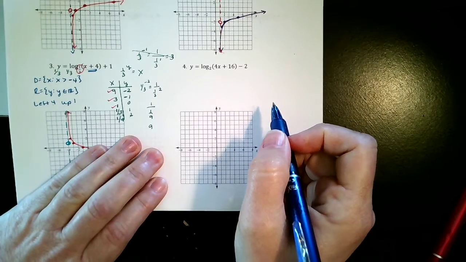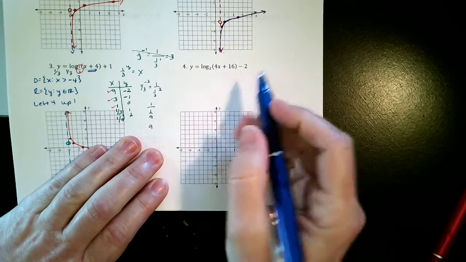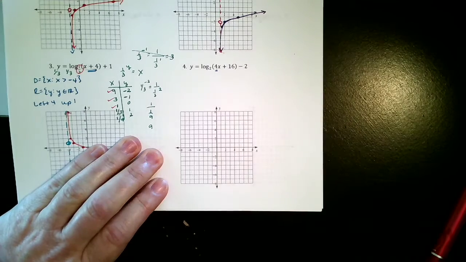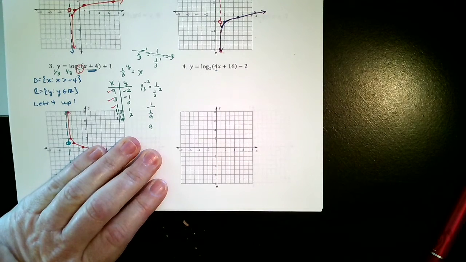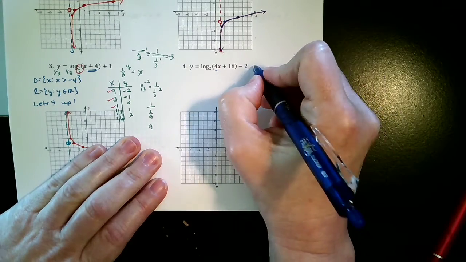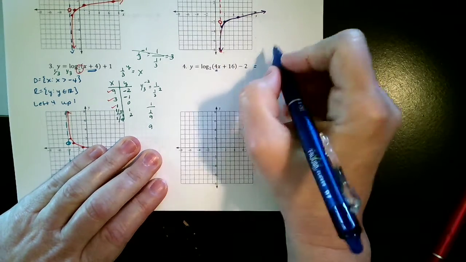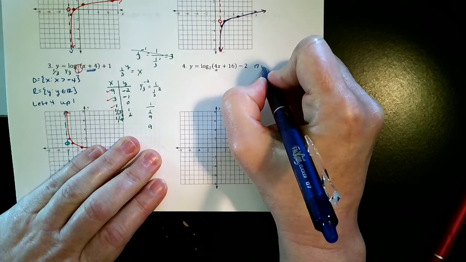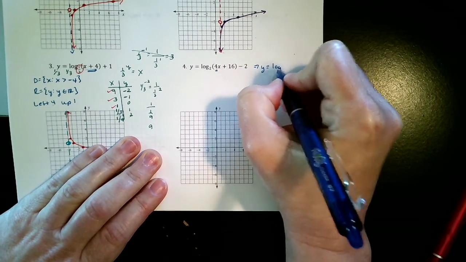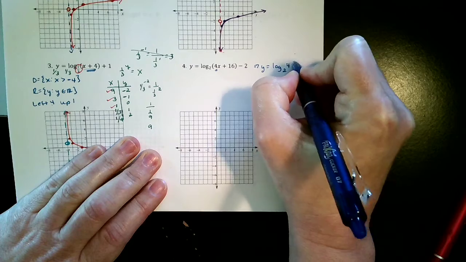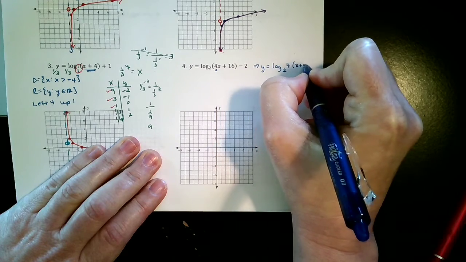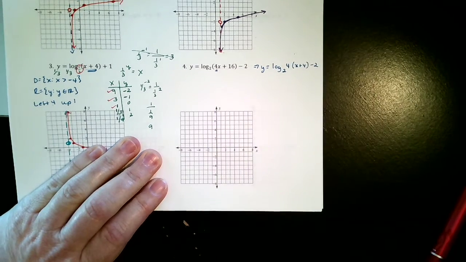Okay, I'm back for example 4. Now, this one is a little bit different because if you notice, this one has a number in front of the x where the other 3 problems did not. That means that we have to rewrite this problem by factoring out that 4. So I get y equals the log to the base 2 of 4 times (x plus 4) minus 2.